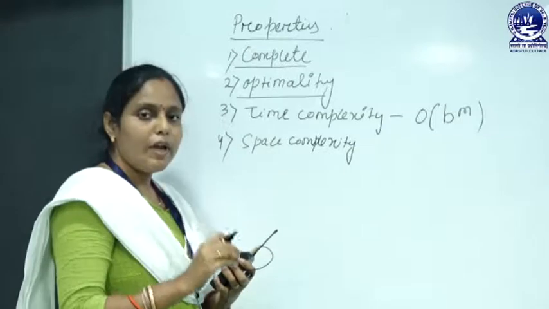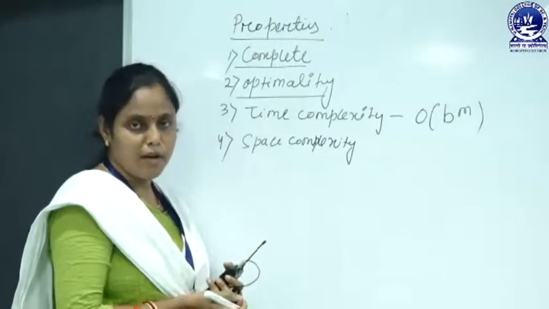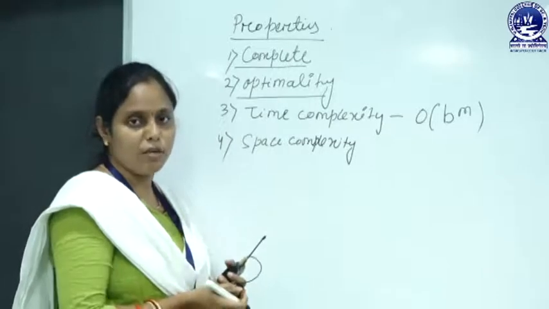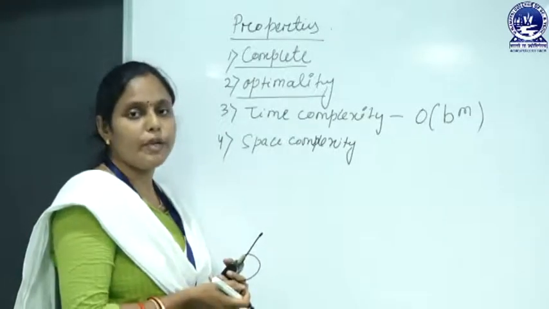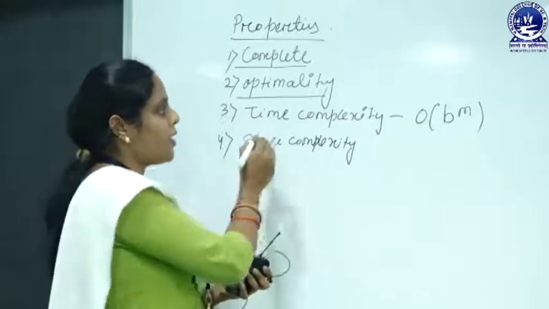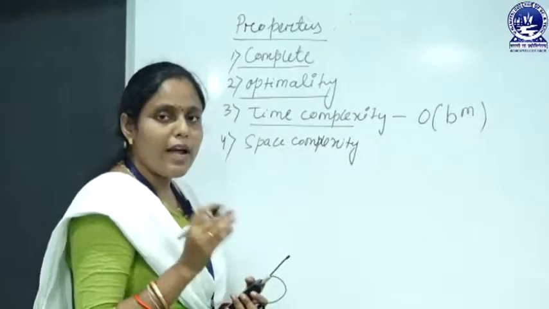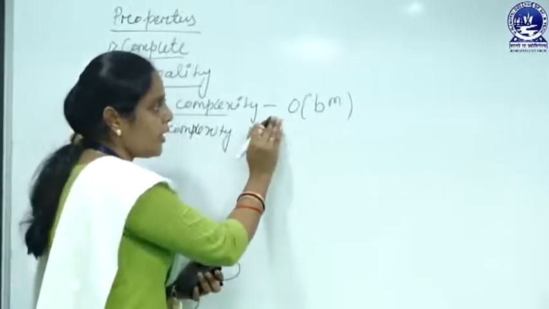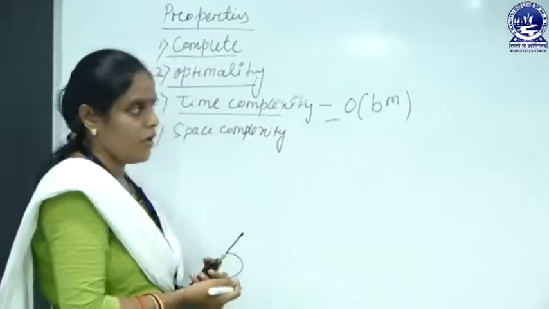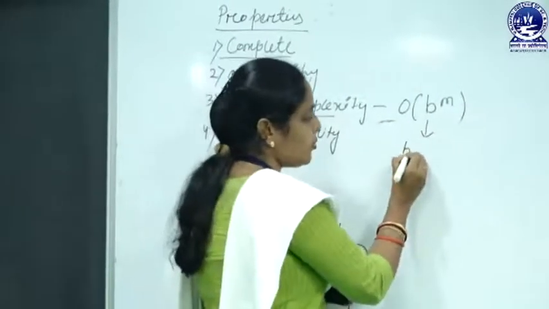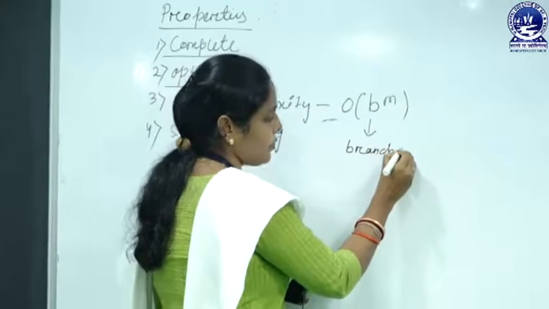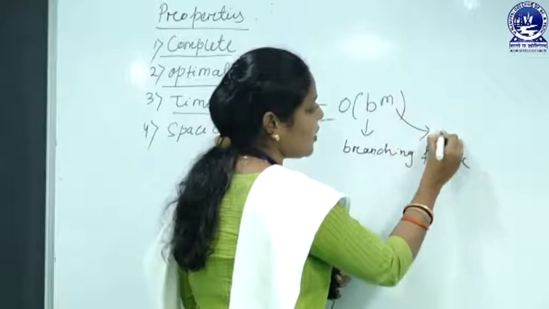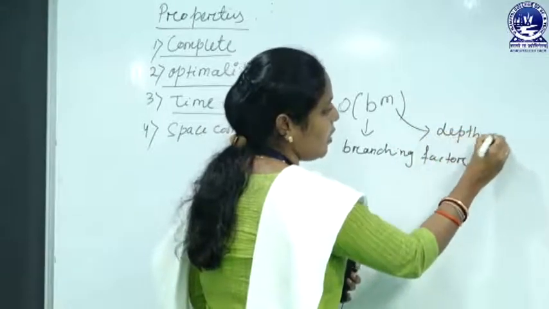Like the min player always selects the minimized value, whereas the max player always selects the maximized value, which provides us the optimality. Then next, time complexity. Here the time complexity of our min max algorithm is big O of b to the power m. Here b is nothing but the branching factor and m is nothing but the depth of the search tree.